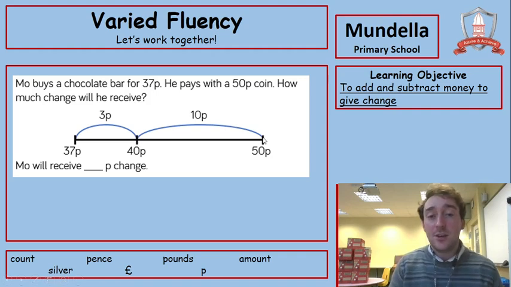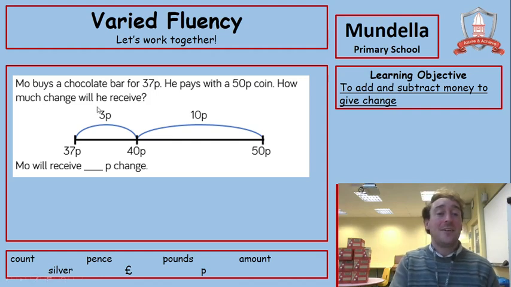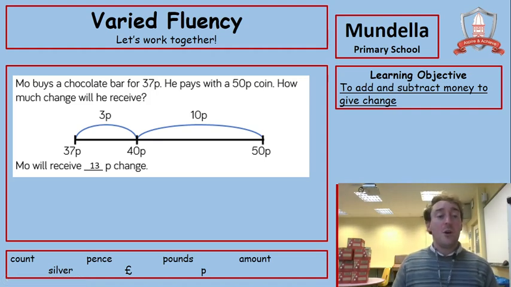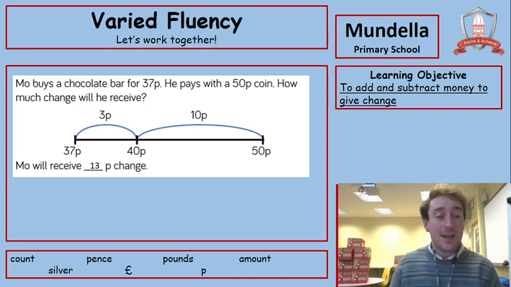And then what are we going to do? We're going to add them together. That's right. So 3p add 10p is 13p. Excellent. Let's check that. There we go. Mo will receive 13p change, as well as a nice chocolate bar, hopefully. Okay, let's look at the work.